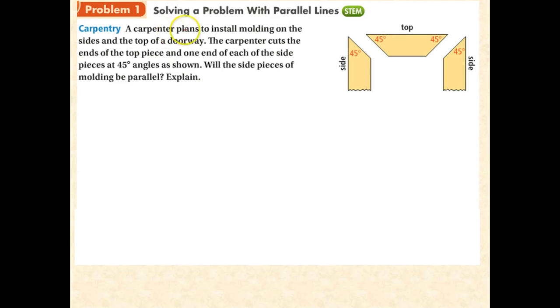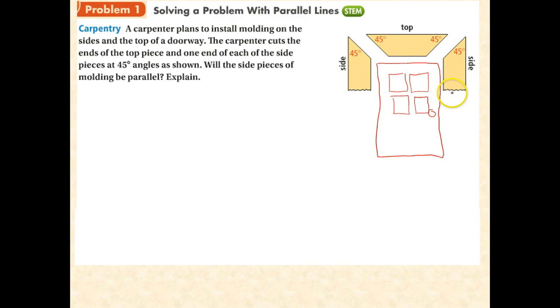Alright, so let's solve a problem. A carpenter plans to install molding on the sides and top of a doorway. The carpenter cuts the ends of the top piece and one end of each side at 45-degree angles, as shown. Will the side pieces of the molding be parallel? So, is this going to be parallel to this?